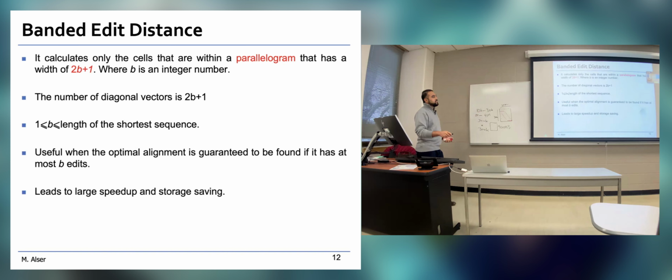Now, the number of diagonals. This is the main diagonal, from corner to corner, and this is the next, and so on. So we have all those diagonals. Now, how many of them need to be calculated? Only 2b plus 1, okay? Where b, again, is an integer number. And it has a range starting from 1, because it cannot be 0. If it were 0, I'm calculating only the main diagonal. That's why I have 2b plus 1. The plus 1 is for the main diagonal, from here to here. So if I have b as 0, then I have only 1, and that will be the main diagonal.